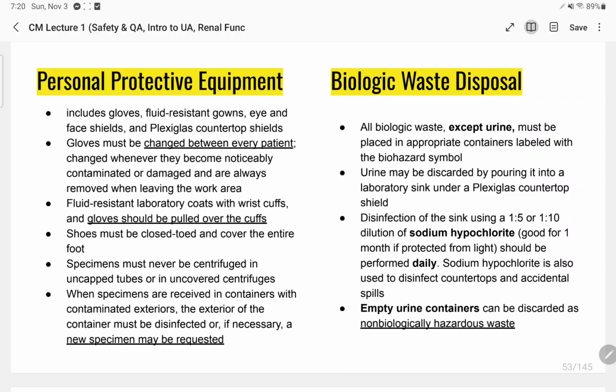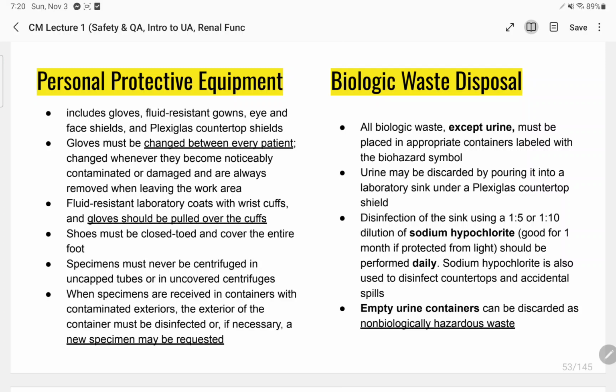What if it is infectious? As much as possible, use the plexiglass countertop shield. And also for disinfection, we must perform disinfection and dusting. We disinfect our sink using sodium hypochlorite, at a 1:5 or 1:10 dilution. And if you store it away from light, you can use the sodium hypochlorite for 1 month.